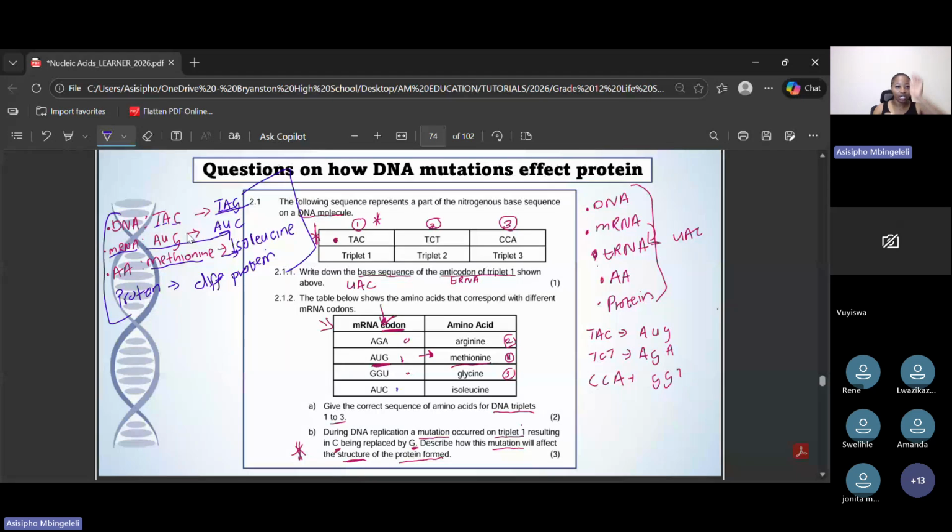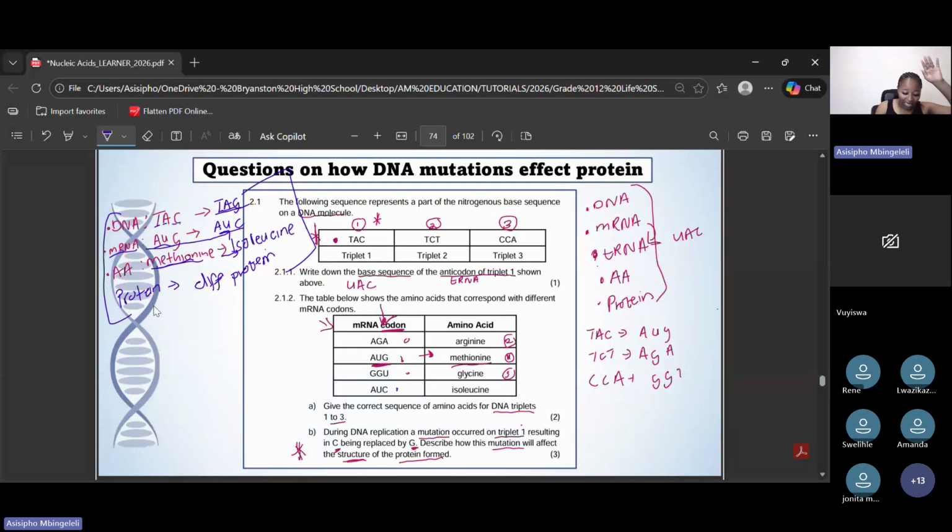You are showing us the change from AUG to AUC, which led to a change in the amino acid from methionine to isoleucine. Fun fact, well, it's not fun, this one: if you mess up the spelling of the amino acids, wrong. Why? Because you are given the amino acids. So it's a copy and paste. You can't mess up the spelling there.